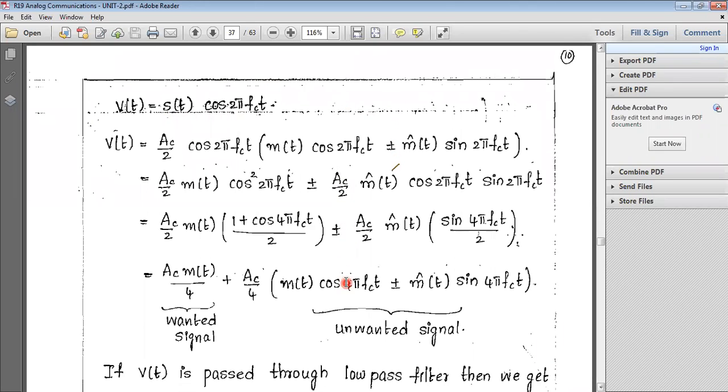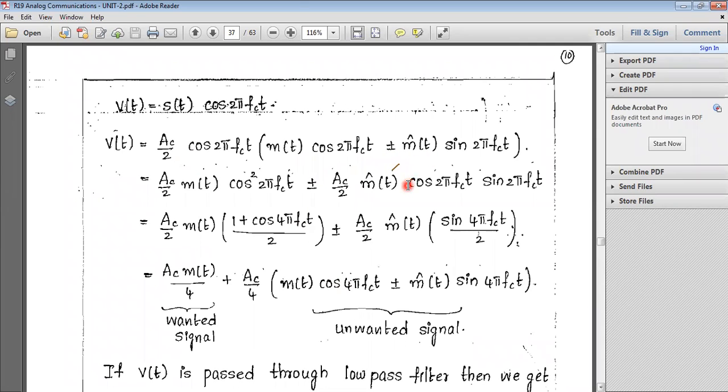Substitute S of t. Therefore it becomes Ac by 2 cos 2 pi fct into S of t, which is m of t cos 2 pi fct plus or minus m cap of t sin 2 pi fct.